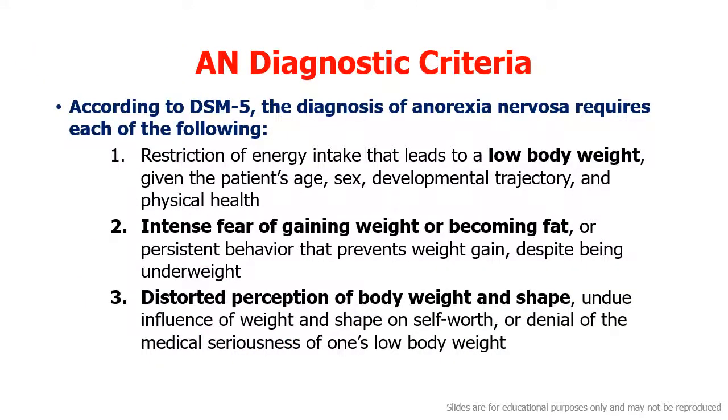So the three criteria for diagnosing anorexia nervosa are, number one, a low body weight. Number two, they're going to have an intense fear of gaining weight or becoming fat. And number three, they will have a distorted perception of body weight and shape. So these individuals will think they're much larger than they truly are.